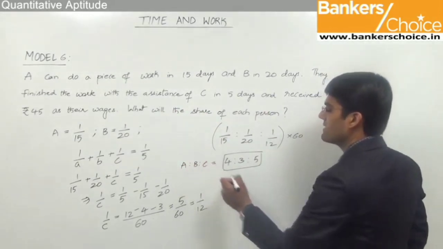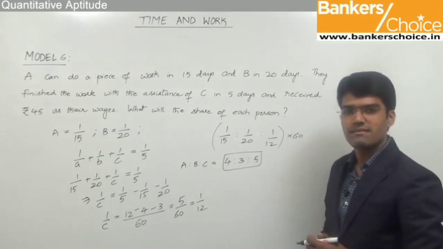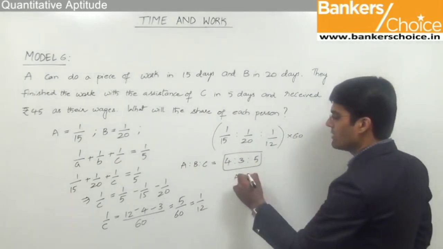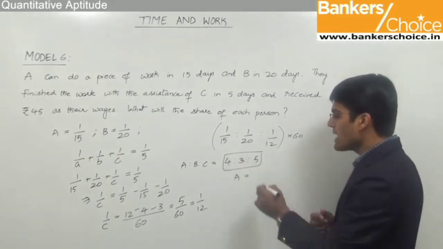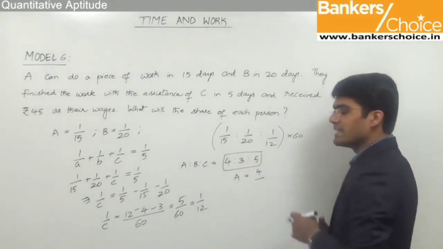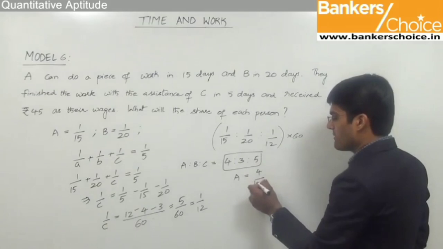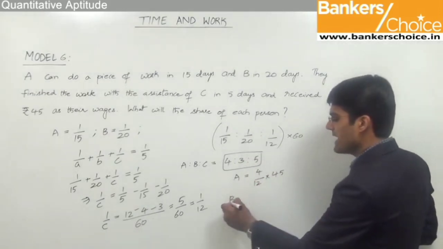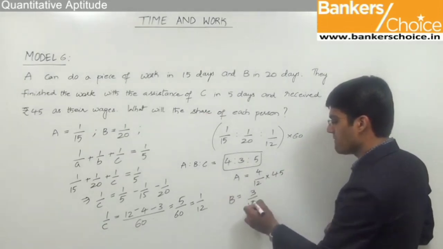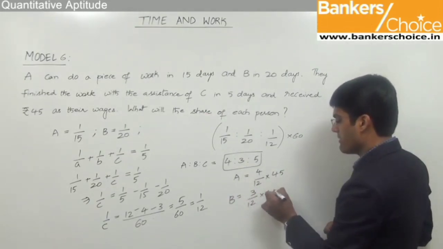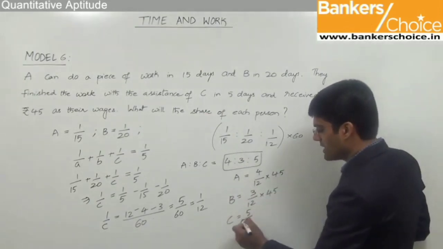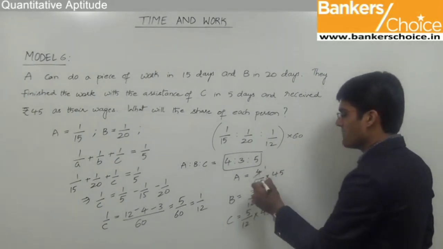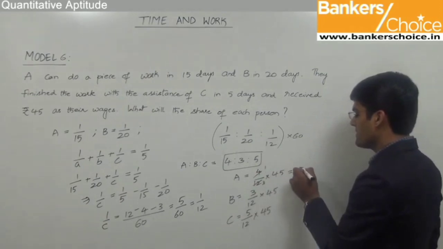So A is to B is to C, we will get the shares in the ratio 4 is to 3 is to 5. So now using the concept of ratios, we can say that the amount that A gets will be 4 parts out of total 4 plus 3, 7 plus 5, 12 multiplied by the total amount which is 45. Similarly B gets 3 parts out of total 12 parts multiplied by 45 and C gets 5 by 12 into 45. So 4 by 12 is nothing but 1 by 3 and 1/3 of 45 is 15 rupees.